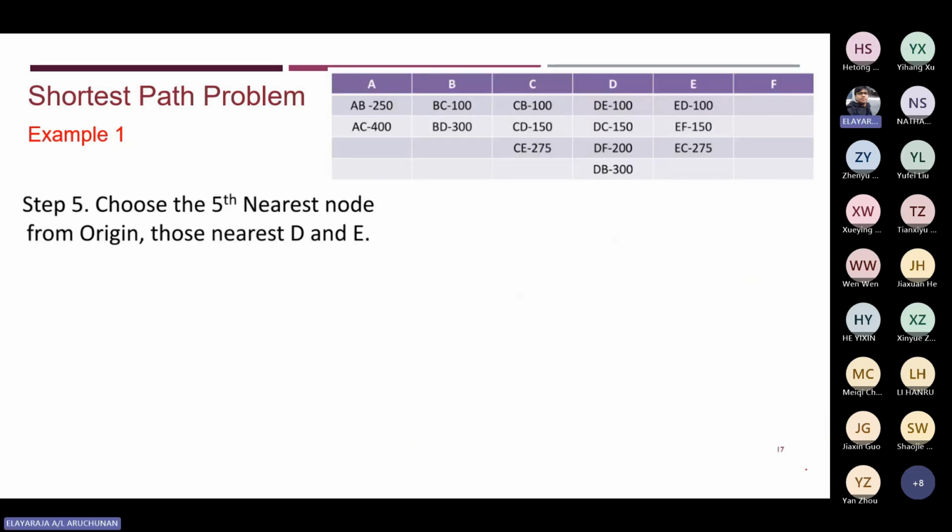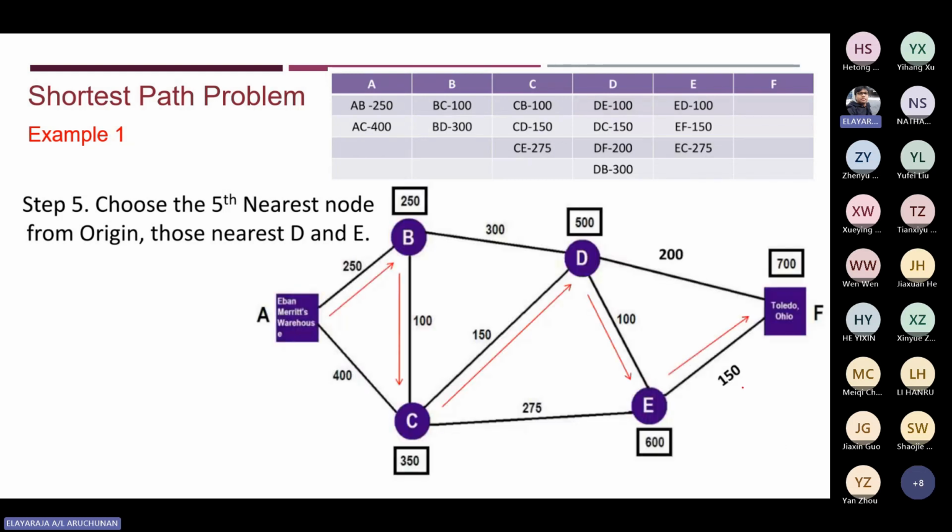So we choose the last nearest point, the origin, which is nearest to D and E. We can choose the one that ends up at 5. From D to F is about 200 kilometers, compared to E to F, which is just 150 kilometers. So you can obviously see the link between each one is the shortest distance: from A to B, B to C, C to D, D to E, and E to F.